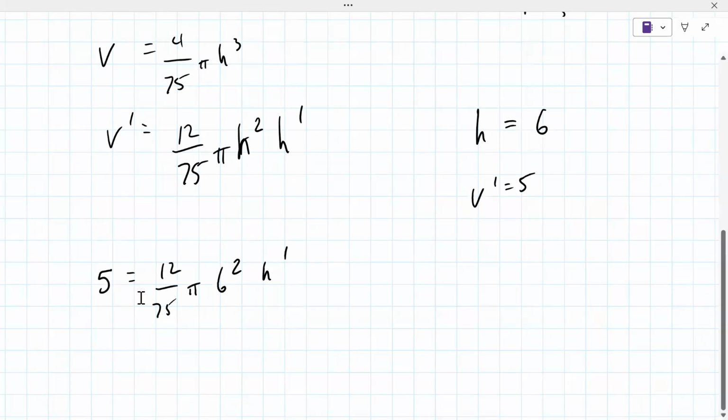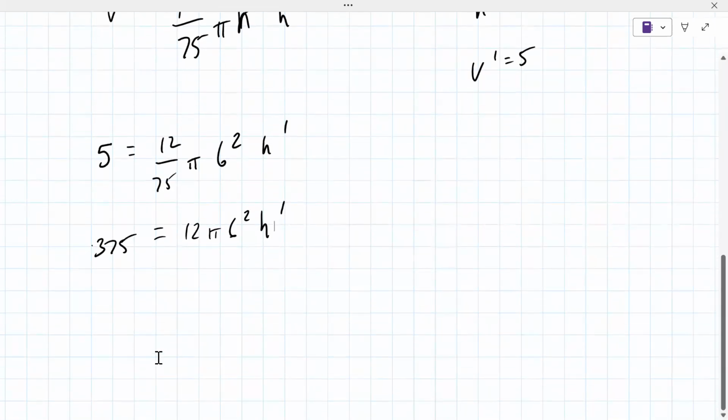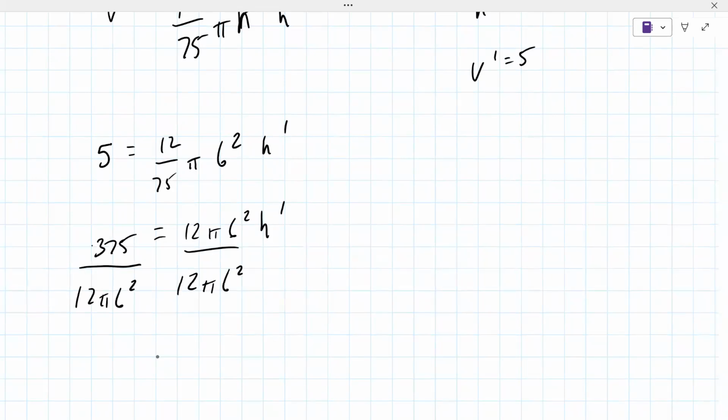So you're going to multiply by 75 on both sides. What is that? It's a lot. 375 equals 12 pi 6 squared h prime. So you divide by that. Anyway, it's whatever that is over 12 pi 6 squared to get your h prime.